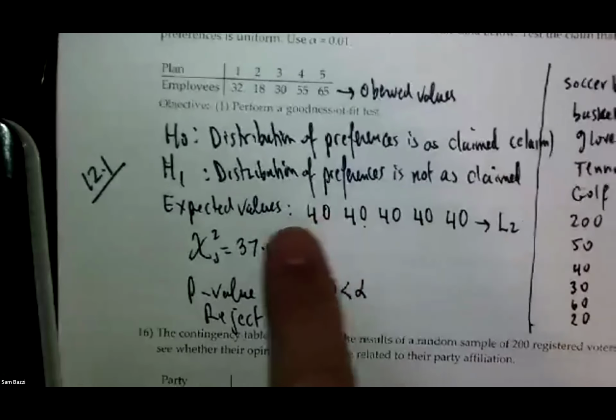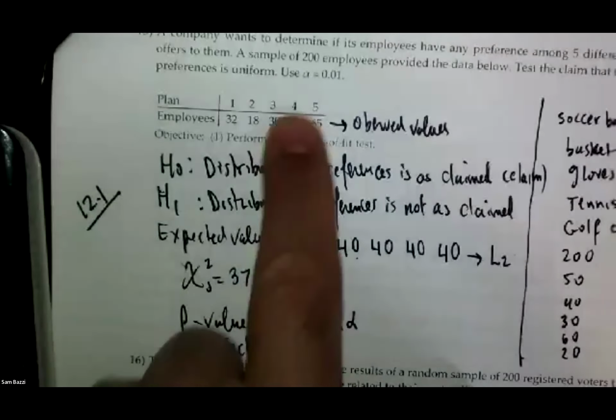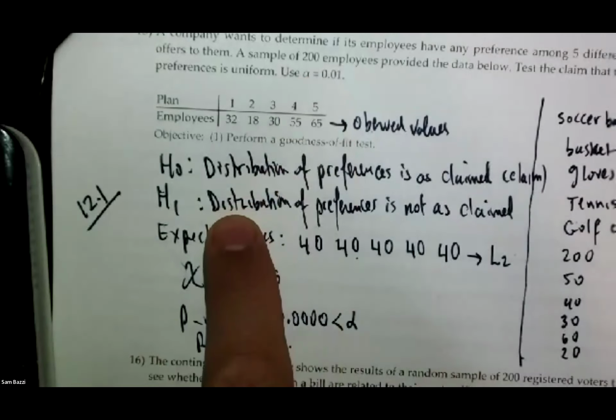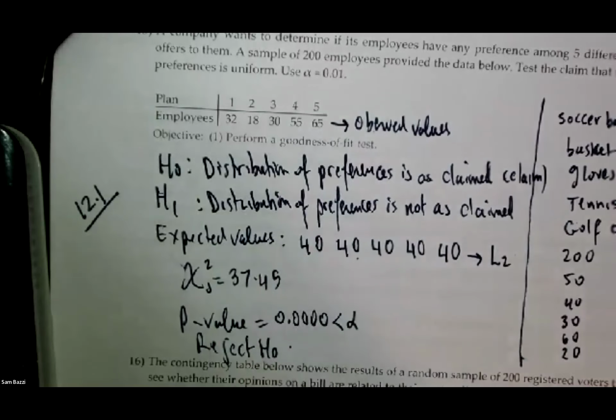So this is what you say here, guys. There is enough evidence at the 1% level of significance to reject the claim that the distribution of preference is as claimed or is uniform. It's not uniform. So we're rejecting the claim it is uniform. That means probably it's not uniform.